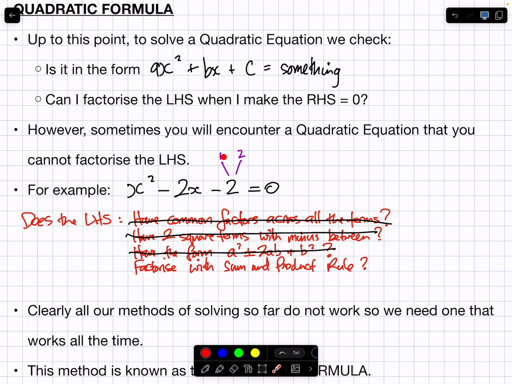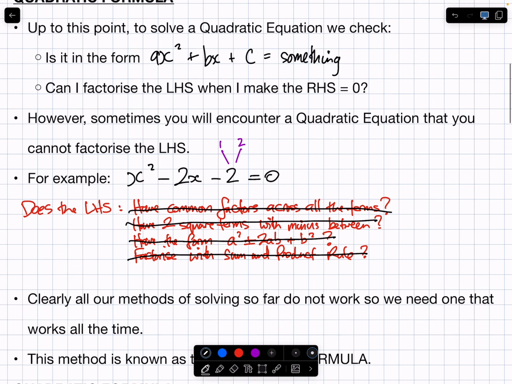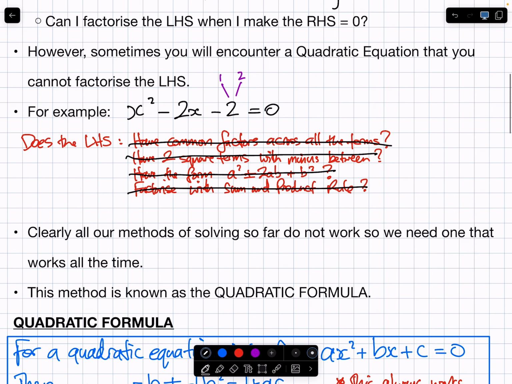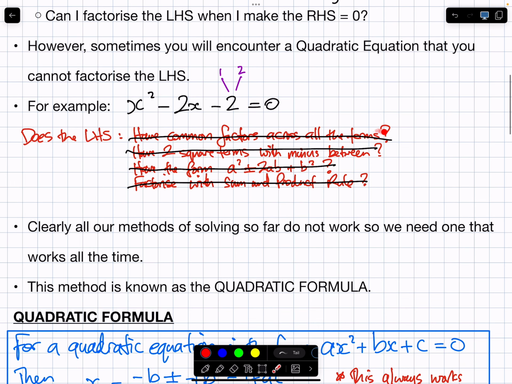I could get negative 1. I could get positive 1. I could get 3. I could get negative 3. There is no way that I can get this negative 2. So that is why you can think of this as like last chance, last resort. Clearly, all the methods that I've shown you so far don't work here. There's 4 of them. So we need one that works all the time.